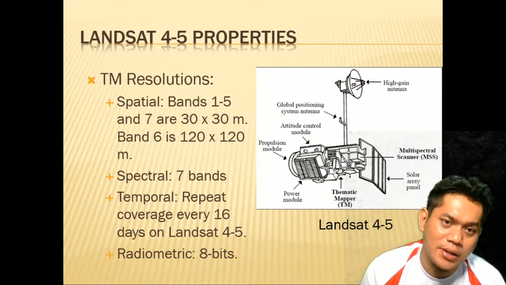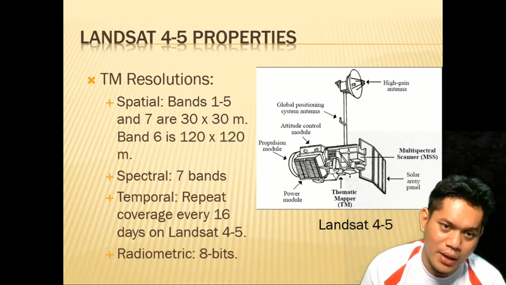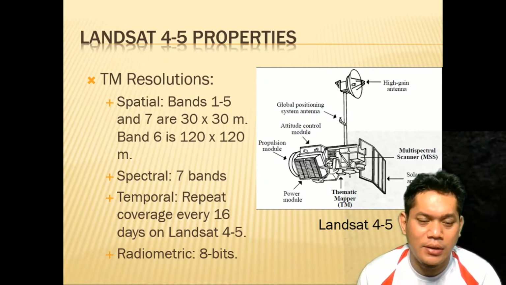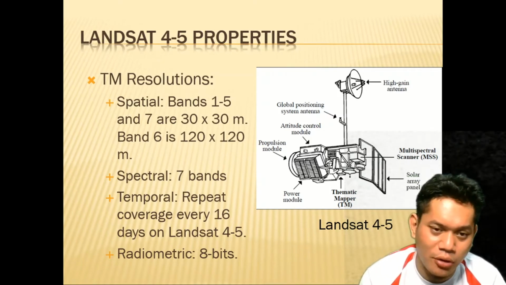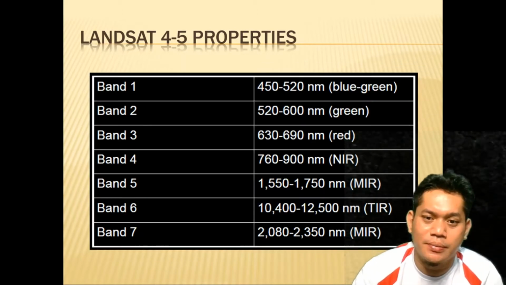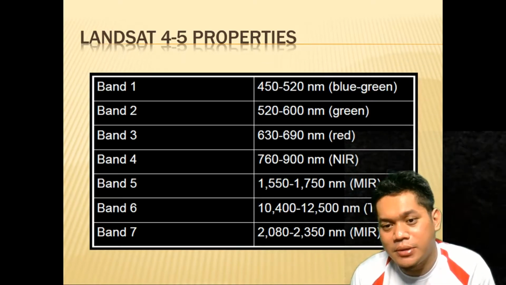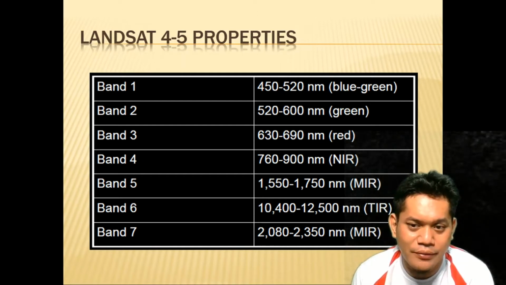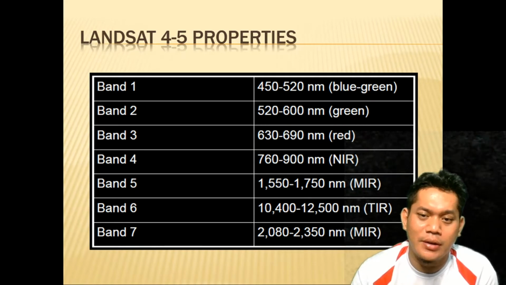And we have Landsat 4 and 5. It has 7 bands here, and still it orbits the Earth twice a month. However, the geometry is about 8 bits. These are the bands available: we have blue, green, and red, near infrared, mid infrared, thermal infrared, and medium infrared.